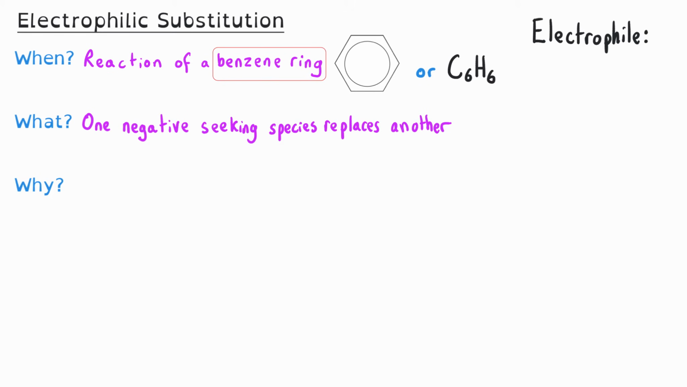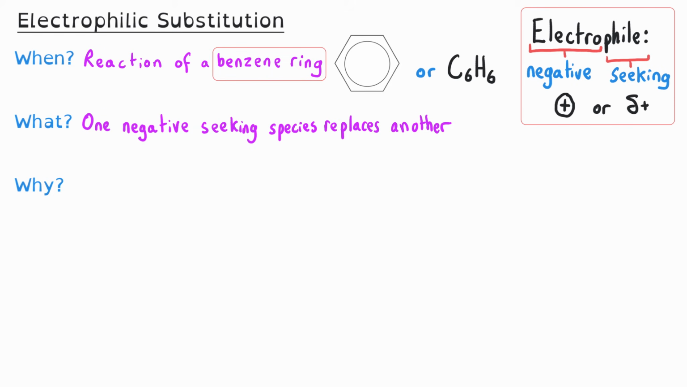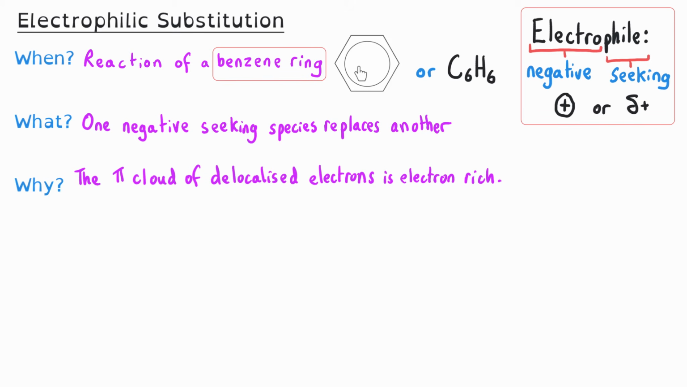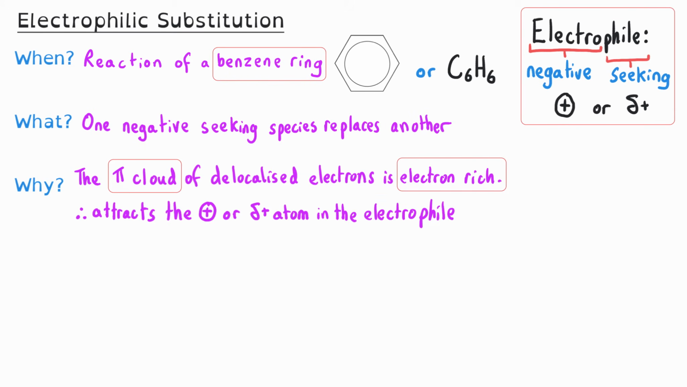Now, an electrophile, if we break that word into two pieces, is something that is negative seeking. And so really what we're talking about is something that is a positive ion or something that is electron deficient, delta plus. Why does it happen? Well, the pi cloud of delocalized electrons in the center of the benzene ring is electron rich, and therefore it attracts the positive ion or the electron deficient atom in the electrophile to itself.